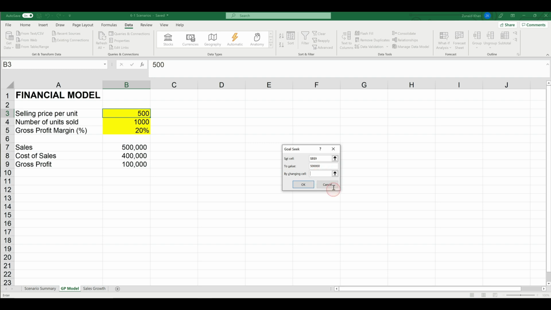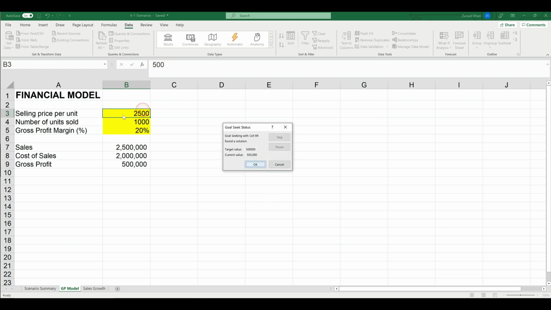But by changing which cell? We want to change the selling price cell, so we click on the selling price cell. So we're effectively telling Excel, get this current cell here, which is currently on 100,000, to a value of 500,000 by changing the selling price. And if I say okay, Excel does a calculation, and it's worked out that at a selling price of 2,500 Rand, we would get to a 500,000 Rand profit. That's assuming, of course, that 1,000 units are sold and it's a 20% margin.